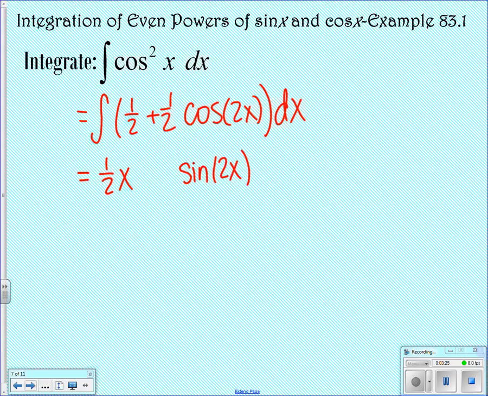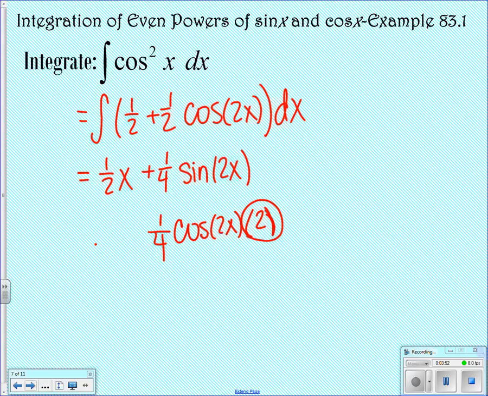And I'm leaving a space because I'm not sure what goes in front of it right now. Well, let's take the derivative to figure out what number goes there. Derivative of sine is cosine, and then derivative of 2x is just 2. So we have a 1/2, and right here we have a 2. So the way that we make that into a 1/2 is to multiply by 1/4. And so we're going to put a plus 1/4 in front of our sine of 2x. And then you don't want to forget your plus C. And so this would be your answer to the integration of cosine squared of x.